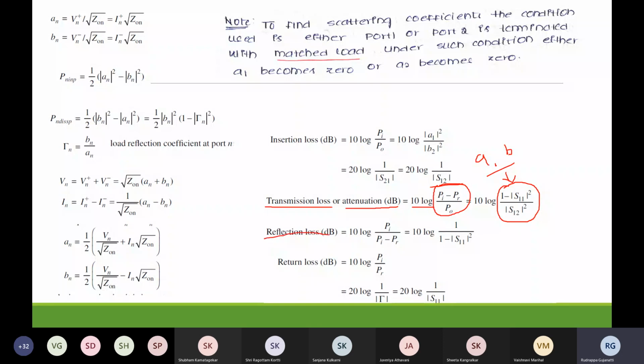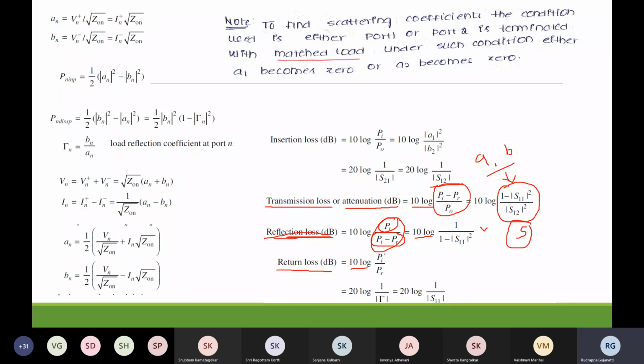Now, in association with the reflection loss, the power which is fed is Pi, and the power which is being transmitted is Pi minus Pr. So 10 log of this parameter gives me the reflection loss. When I simplify this in terms of A and B and then in terms of S, the reflection loss is given by 10 log of 1 divided by (1 minus magnitude of S11 squared). Now, what is the return loss?